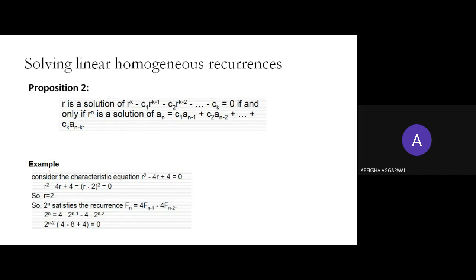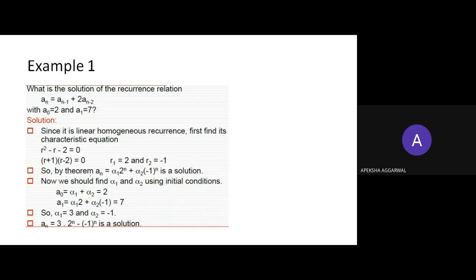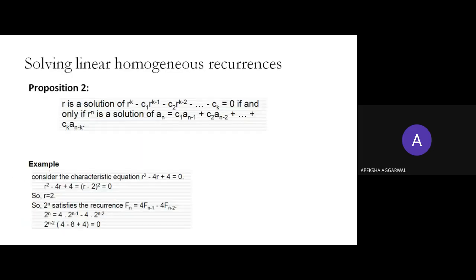This is a proposition, and then we will get some examples. I will give you this example to solve yourself. So the proposition: r is a solution of r to the power k minus c1 r to the power k minus 1 minus c2 r to the power k minus 2, and so on, minus ck equals 0 if and only if r to the power n is a solution of the recurrence. So previously, r would be a solution of the characteristic equation if and only if r to the power n is a solution of the whole recurrence. Why? Because we have divided it by r to the power n minus k.